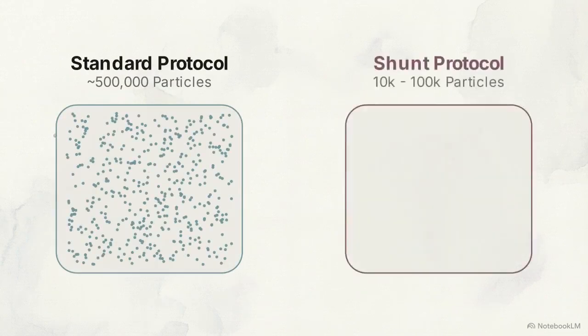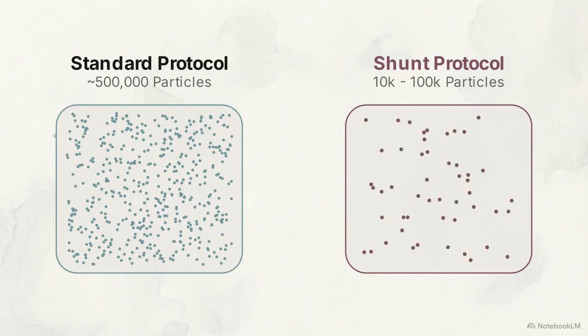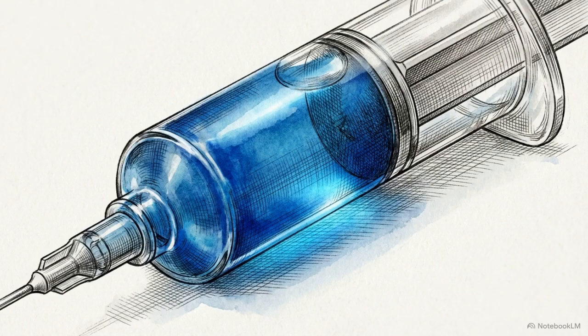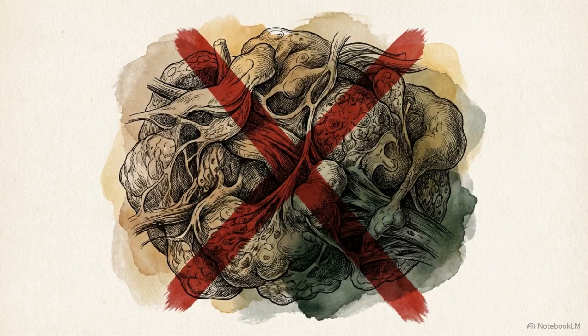For these patients, total particle count is drastically cut to between 10,000 and 100,000. But there is a vital clinical rule. While the physical number of particles drops, the total radioactive dose of technetium must remain exactly the same. If you reduce the radioactivity along with the particles, the resulting study will be non-diagnostic.